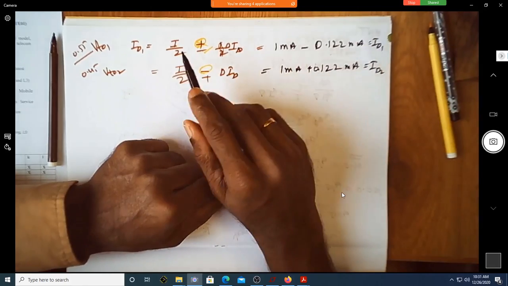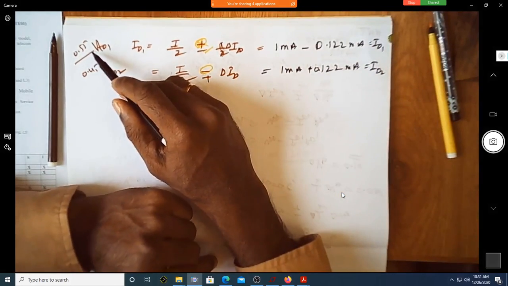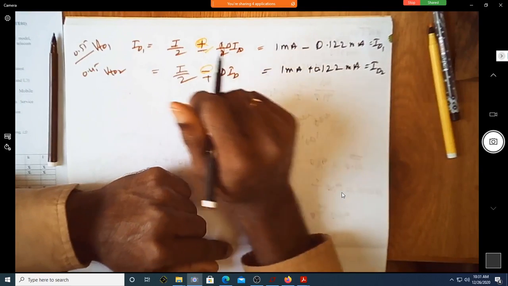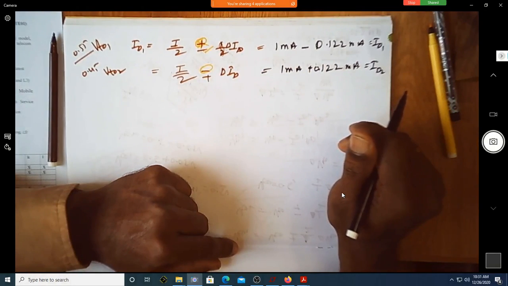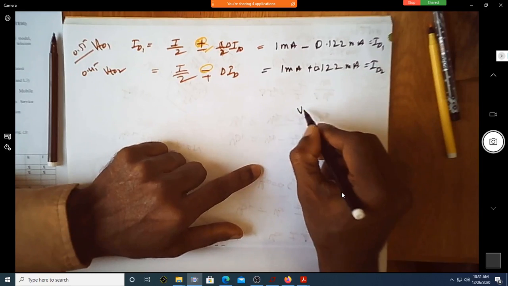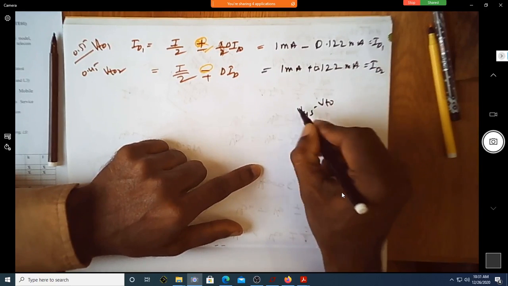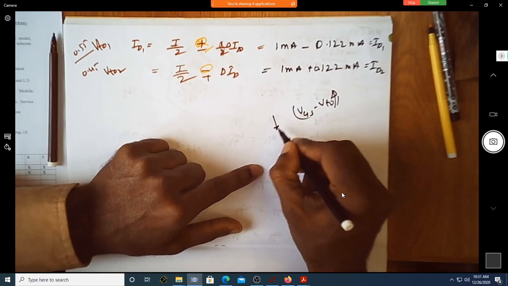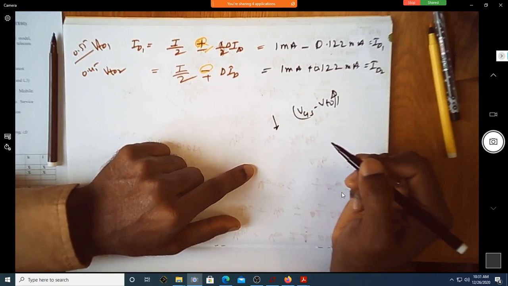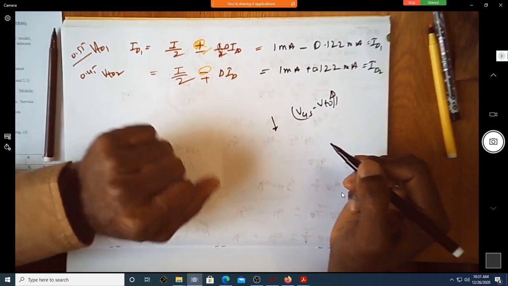It's not plus, it's actually minus, because VTO more means it's going to reduce the value of ID, no? See, VGS minus VTO: if this increases, then the whole ID will come down, no? So that's why it's negative.